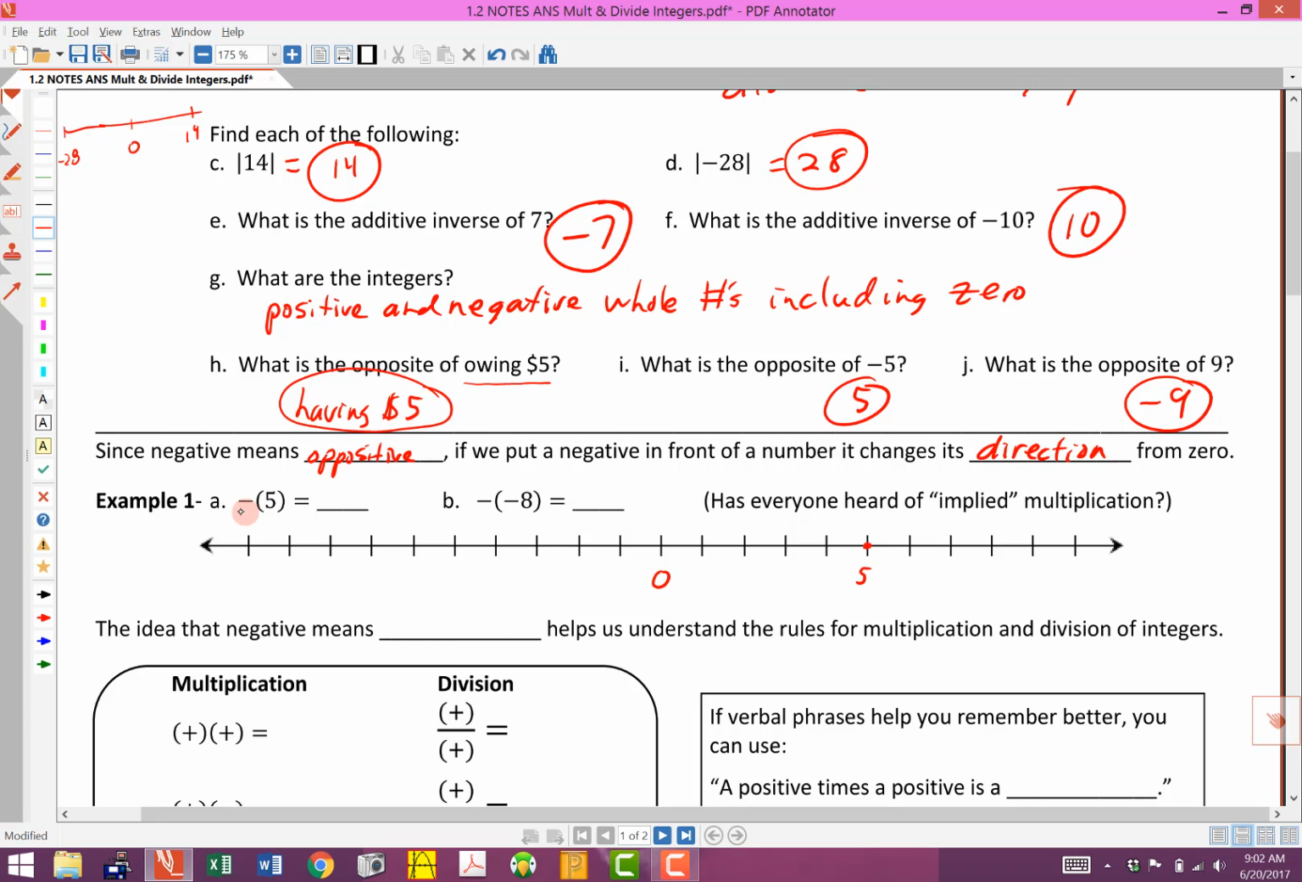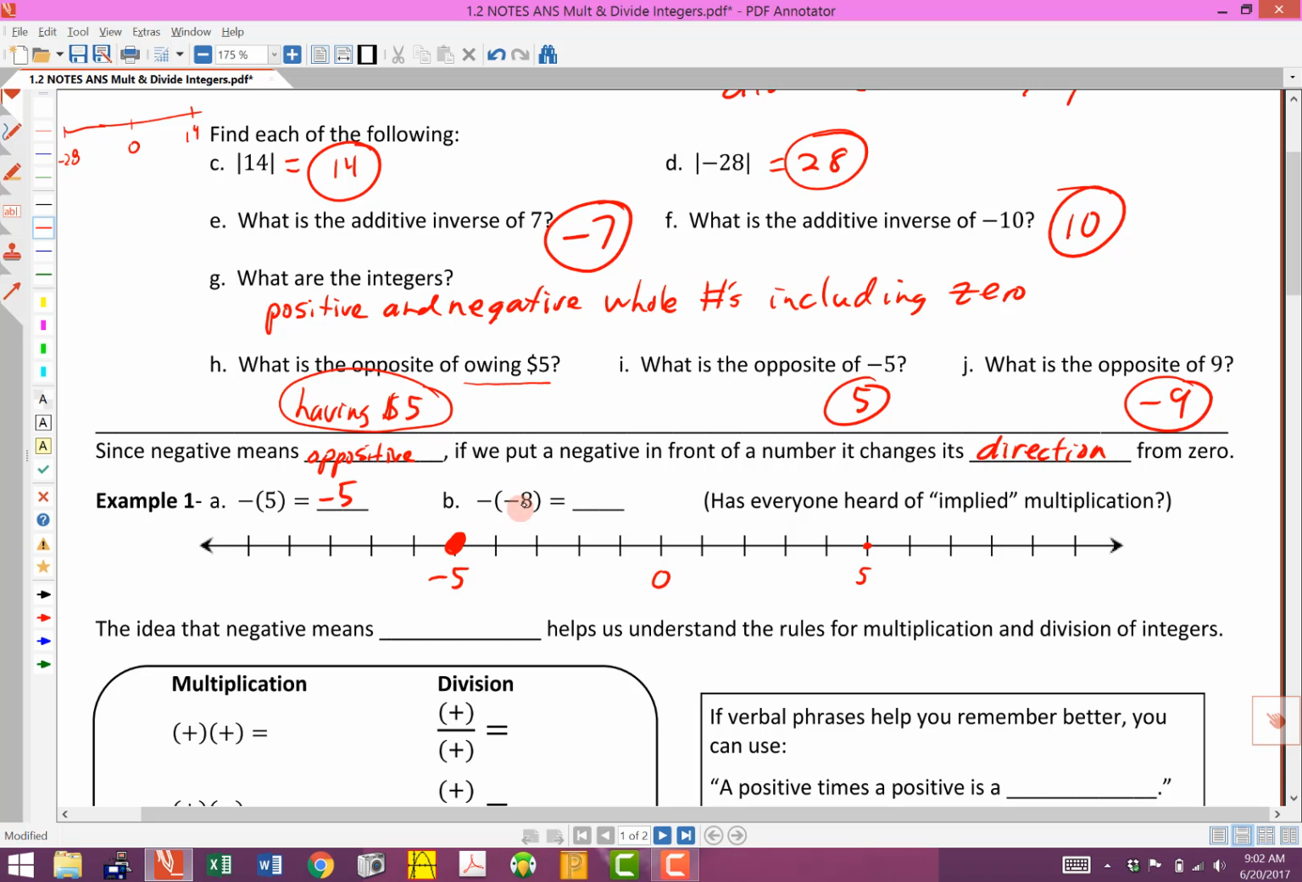Okay, and then this means the opposite of 5. Well, like we talked about up above, the opposite of 5 is negative 5. So what it's going to do is it's going to change its direction from 0. So it was over here at positive 5. Now it's going to go to the left. So negative 5 is right here. So I'm going to put a big dot right here on that one.